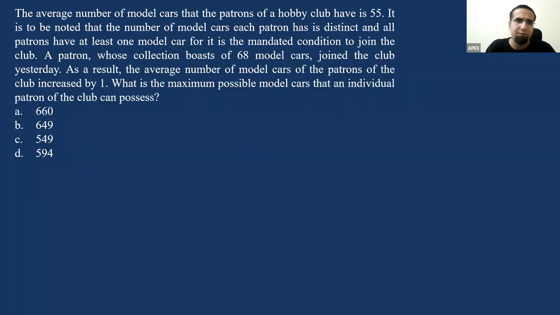Now, this was again a very lovely question, which was again based on averages. So when I see a question on averages, I should not hesitate to get my answer here. The average number of model cars that patrons of a hobby club have is 55. It is to be noted that the number of model cars each patron has is distinct. Keywords are important. And all patrons have at least one model car, as it is a mandated condition to join the club. Okay. That means these are positive integer solutions because the number of cars will always be an integer. A patron whose collection boasts of 68 model cars joined the club. And as a result, the average number of model cars of patrons increased by 1.